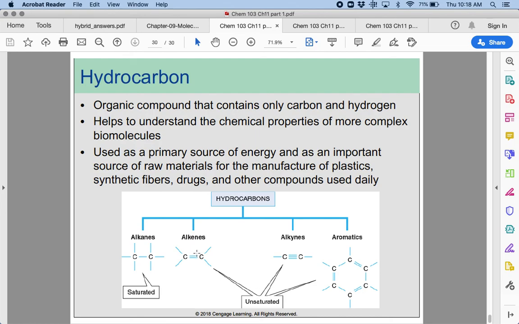That would be an unsaturated fat. A saturated fat would mean that that hydrocarbon portion of the fat has no double bonds in it, and it's all single bonds. That's how we define the difference between a saturated and an unsaturated fat. We're talking about the physical structure of it and whether or not it has double or single bonds in it.